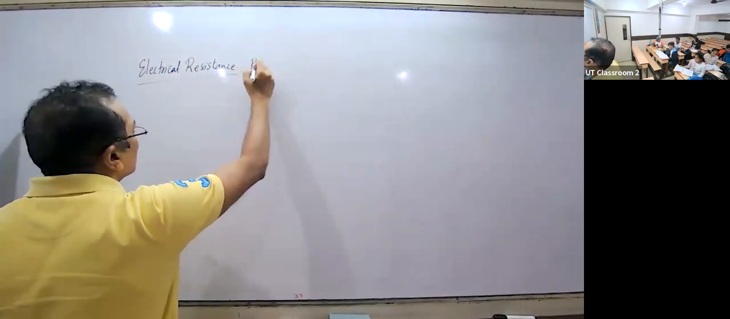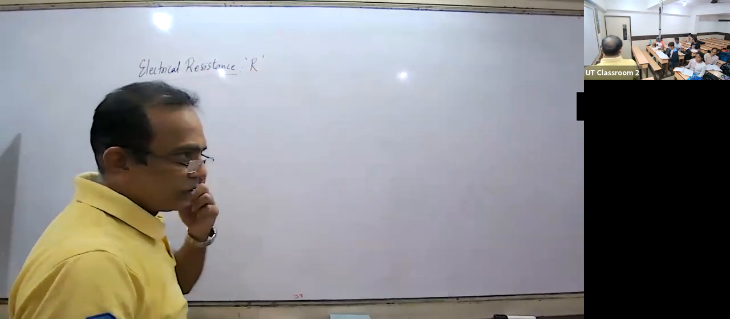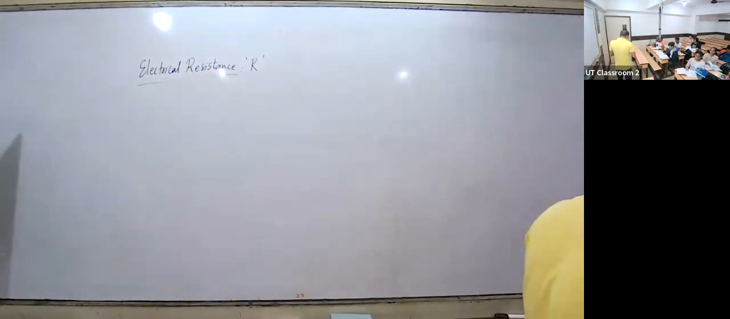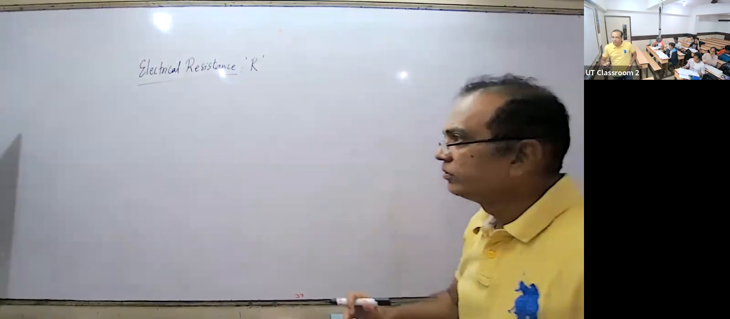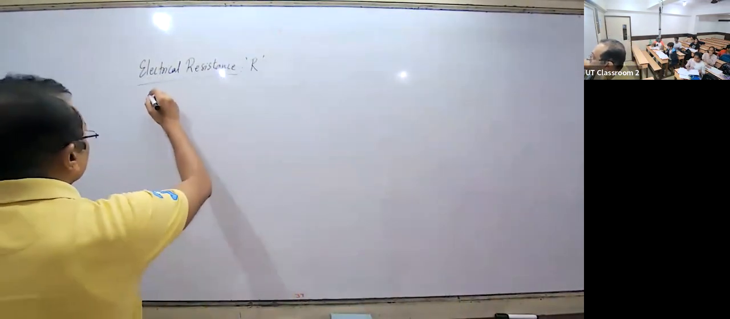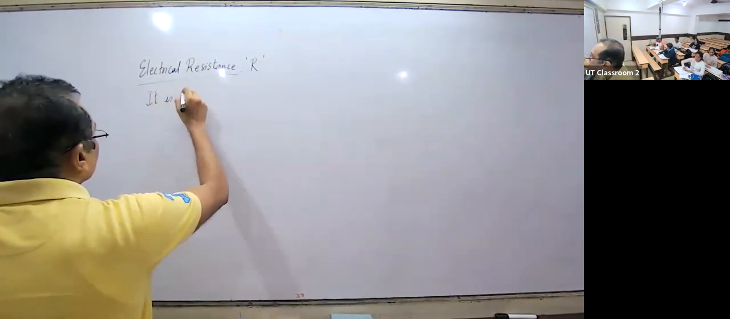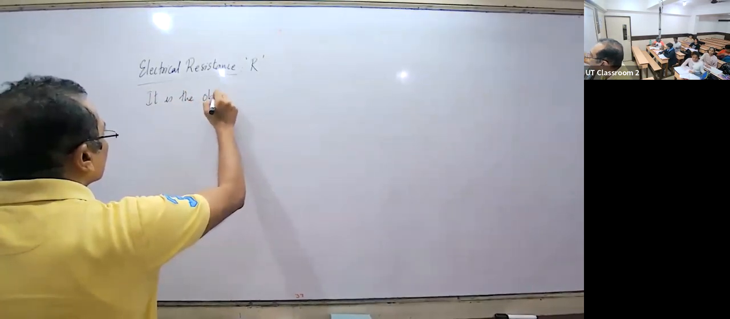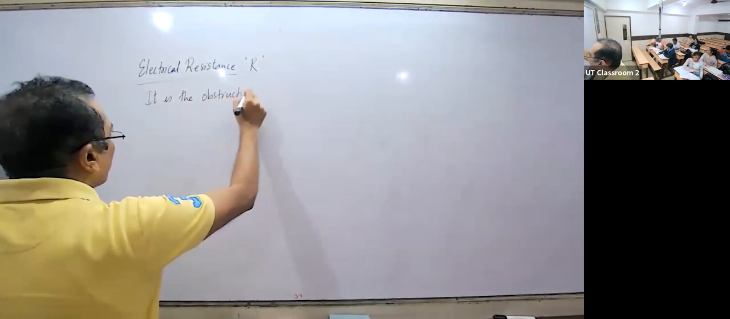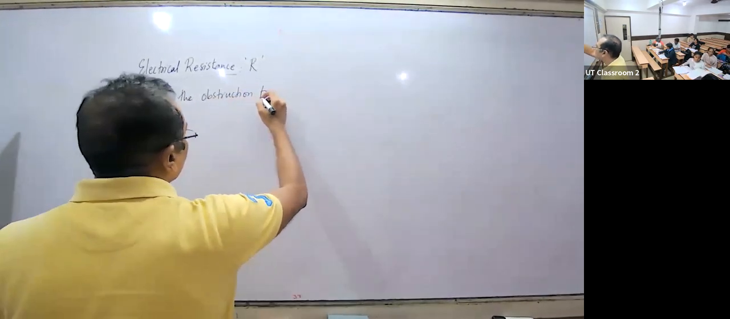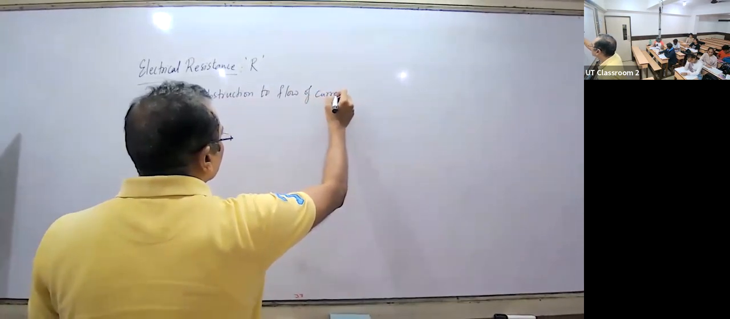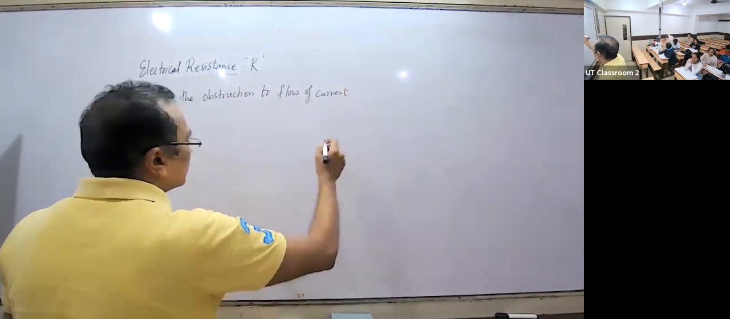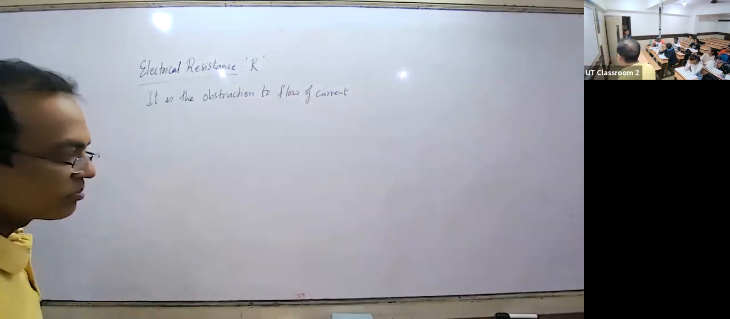What is the symbol? R. So what is electrical resistance? Last class I think we had discussed it already. It is the obstruction to flow of current. So what causes the obstruction to flow of current?